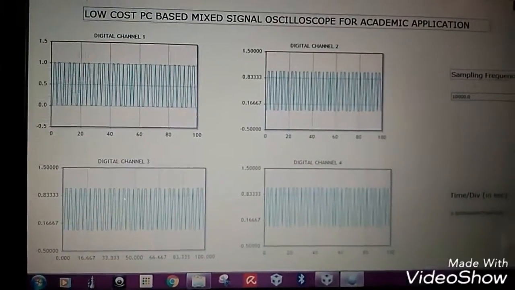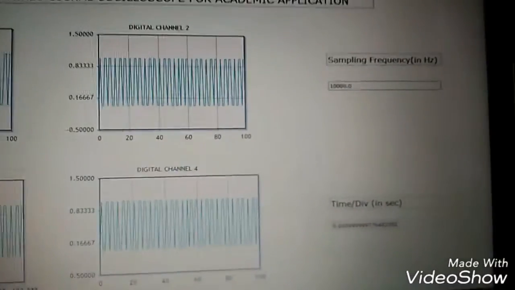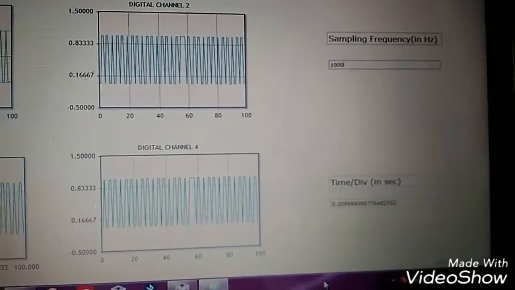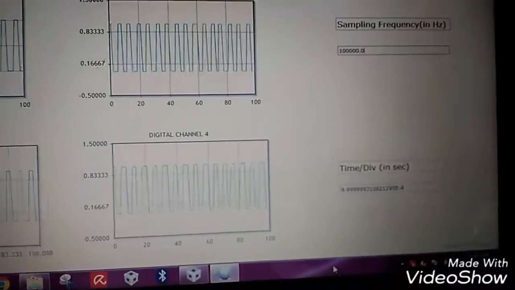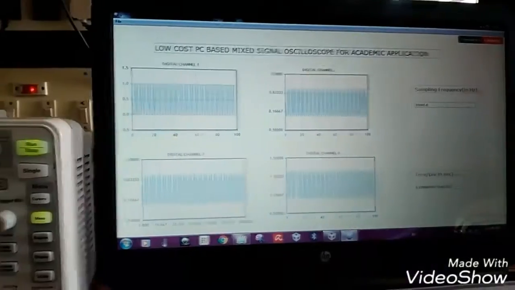This 1 kHz pulse which is generated is given to the C2000 microcontroller, interfaced with the GUI in the personal computer, and the graph is verified by changing the sampling frequency to 10 kHz, 100 kHz, and so on, and the waveform is verified. And the time per division is also displayed on the screen.